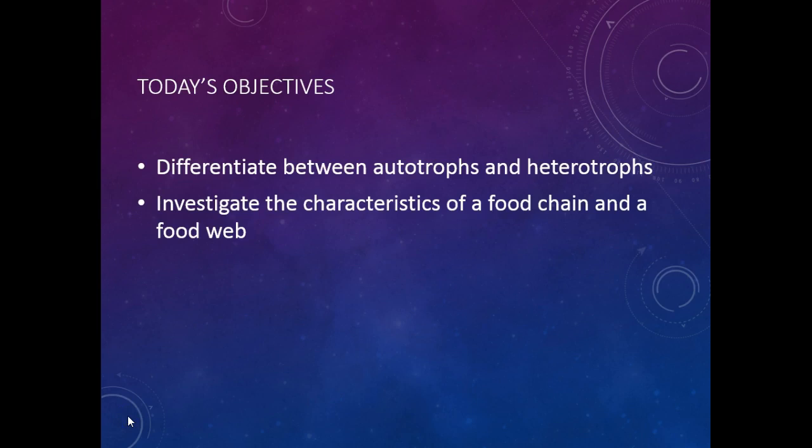Alright, so today we differentiated between an autotroph and a heterotroph. An autotroph makes its own food, like plants. A heterotroph eats other organisms, and there are several types of heterotrophs. We also investigated the characteristics of a food chain and a food web. A food chain is the linear transfer of energy from one organism to the next within an ecosystem. A food web is considerably larger because it's many food chains shown within one ecosystem.